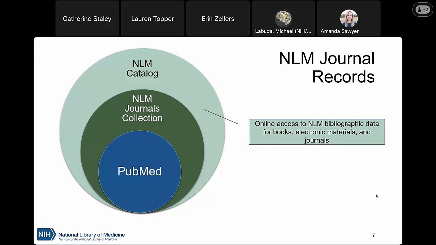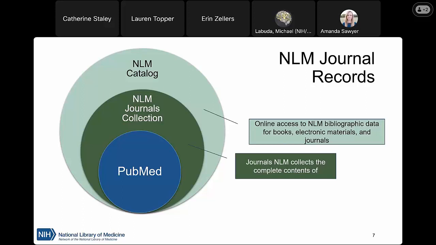The NLM journals collection consists of the journals that we collect the complete contents of, either starting with the first issue or at another point set by the NLM. The NLM catalog includes records for journals that are not selected for the NLM journals collection, which is why the NLM catalog circle is larger than the NLM journals collection circle here. And we'll review why that is later in class. PubMed, the NLM's online journal citation database, represents the most visible subset of the NLM journals collection. So let's review the contents of PubMed.